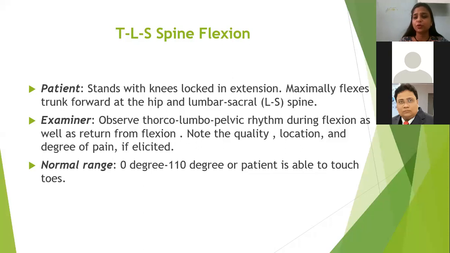The first test is the thoracolumbar spine flexion. In this, you ask the patient to stand in extension, maximally flex the trunk forward at the hip and lumbosacral region, and see how the thoracopelvic rhythm is. Check the quality, location, and degree of pain. Normally 0 to 100 degrees of movement should be there, or the patient will be able to touch his toes.